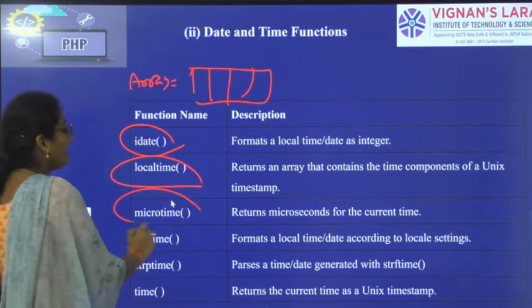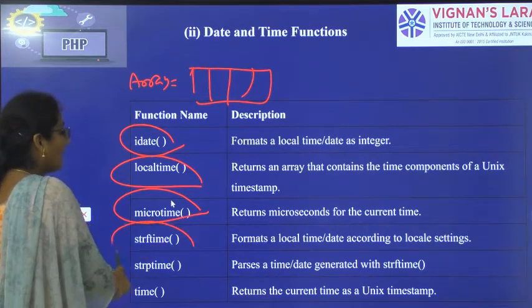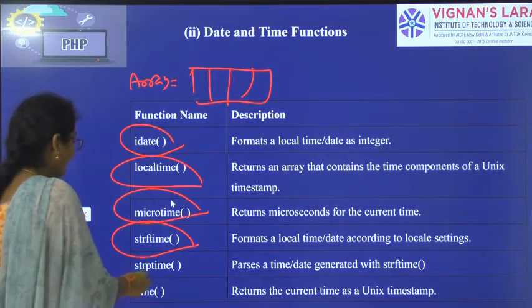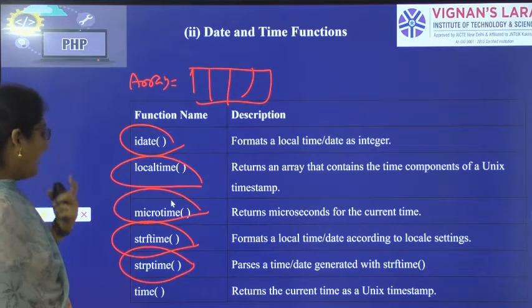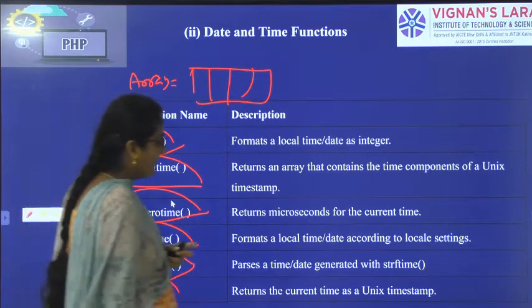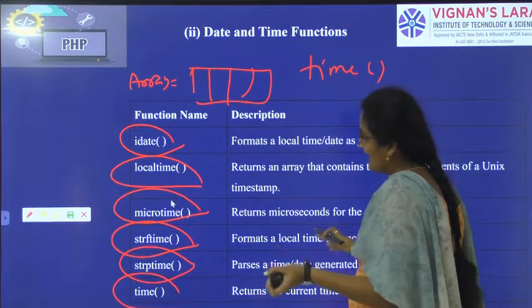So microtime returns the microseconds of the current time. strftime formats the local time and date according to local settings. strptime parses a time/date generated with strftime. The time function will return the current time. So time is the function to get the current time.